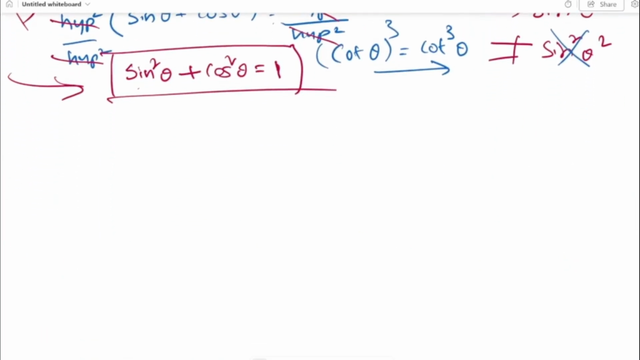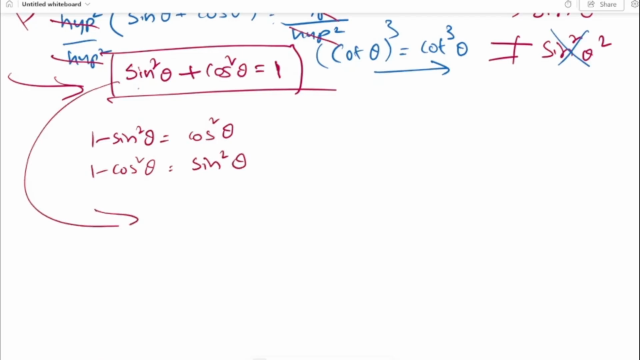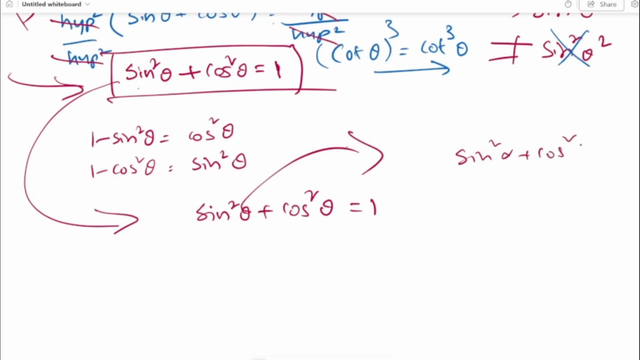Now, because this is an equation, we can move things around. I can express this as 1 minus sine square theta equal to cos square theta. Likewise, 1 minus cos square theta equal to sine square theta. Okay, I'm going to rewrite this equation: sine square theta plus cos square theta equal to 1. If you don't like theta, you can always replace it with alpha. It's sine square alpha plus cos square alpha equal to 1, right? That's fine.